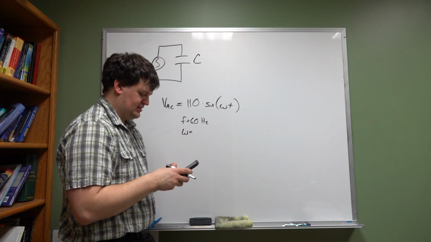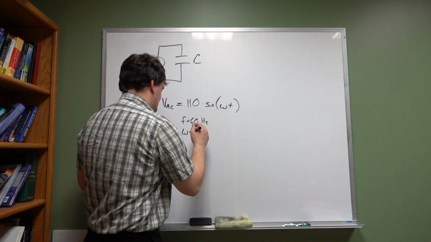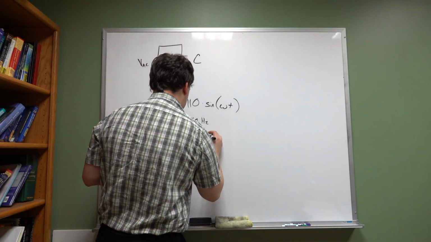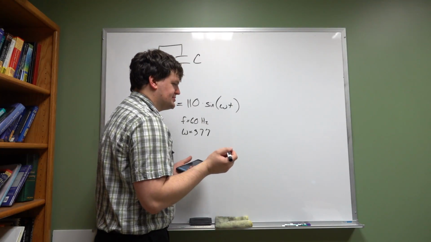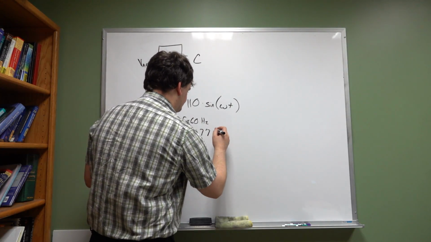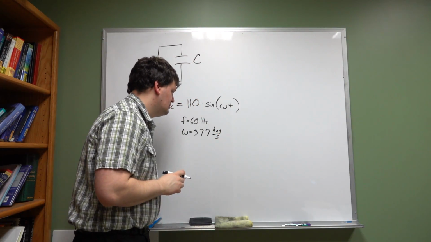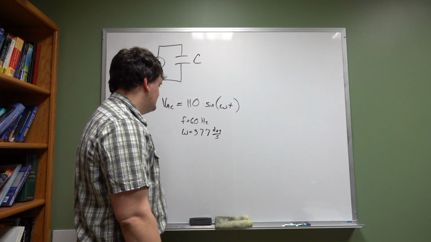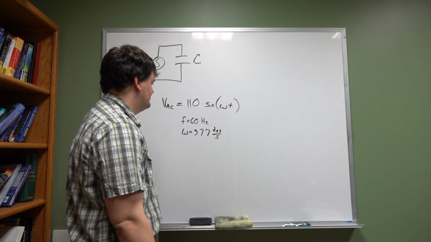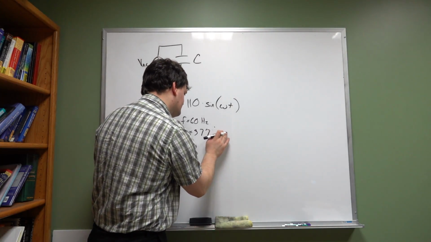Pardon the fact that I can't do this in my head. So that is 377 degrees per second. Okay, well I guess that might be radians per second, but not degrees.